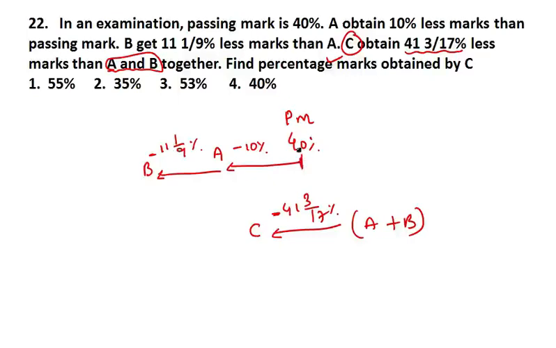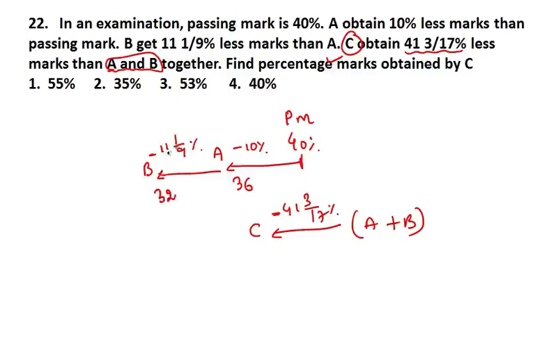Here this is 40%. A got 10% less than 40. If you decrease 10% from 40, you will get 36. Okay. Here it is percentage. I am not writing percentage. Okay. If you want, you can write 36%. From 36, if I decrease 11 1/9%, then I will get 32.